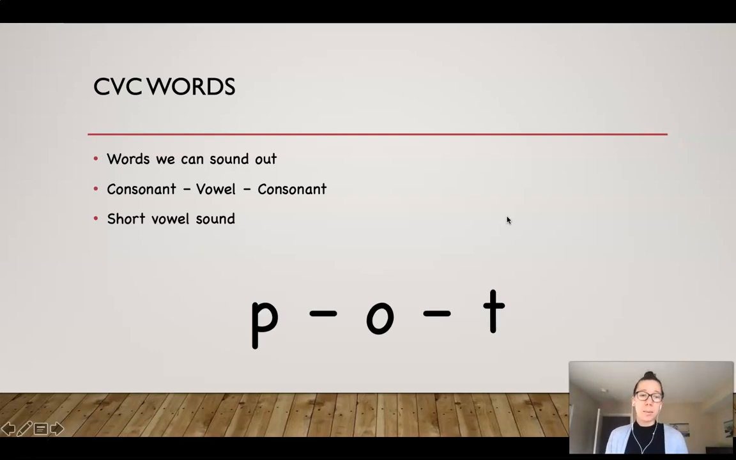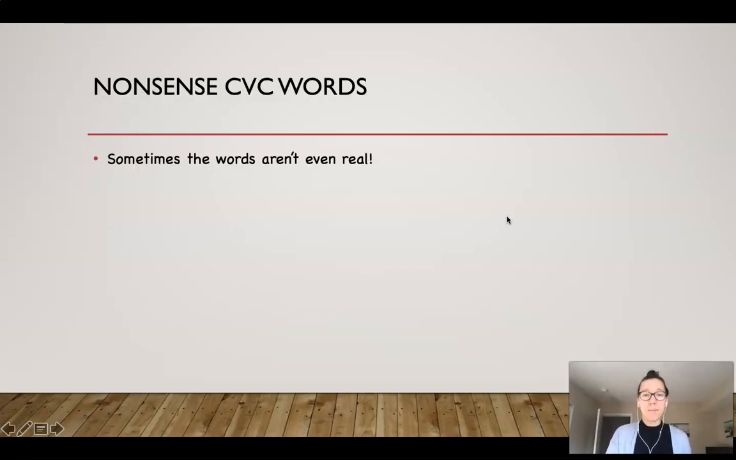So let's take a look at this example word together. This word is spelled P-O-T. Now P is a consonant, O is a vowel, and T is another consonant. If I were to sound this word out, I would say p-ah-t. What CVC word am I making with these sounds? P-ah-t. Pot. Very good. So we have the word pot, p-ah-t. That is a CVC word with that short vowel sound ah.